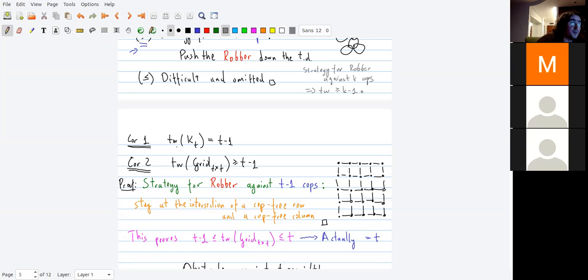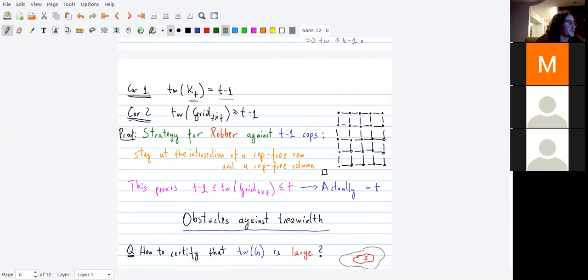For instance, I can immediately say that the treewidth of a clique on t vertices is t minus 1, which is something that we did not phrase specifically in the last lecture. Why? Because it's trivial: the robber can move from any vertex to any vertex, because all pairs of vertices are adjacent. So if there are at most t minus 1 cops in the graph, then she can always move from a vertex that was free to a vertex that is free.